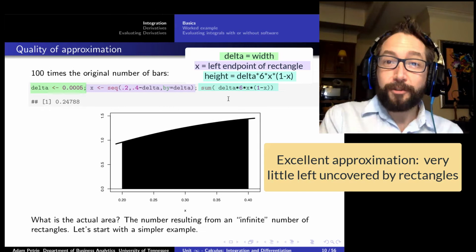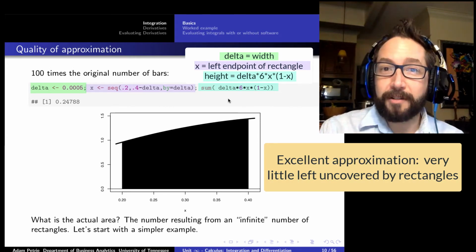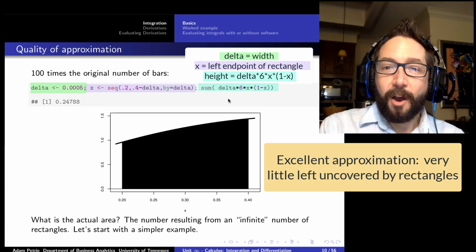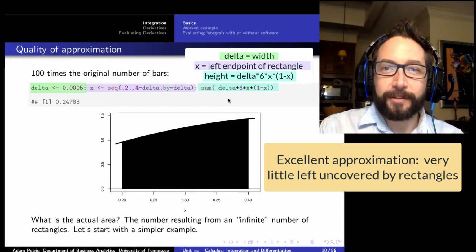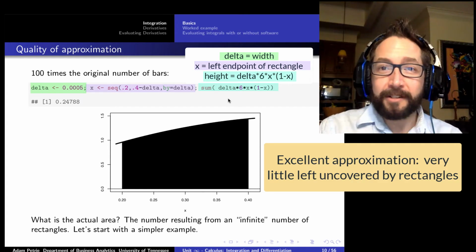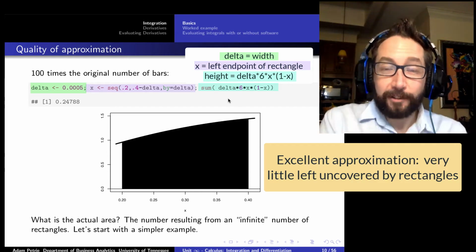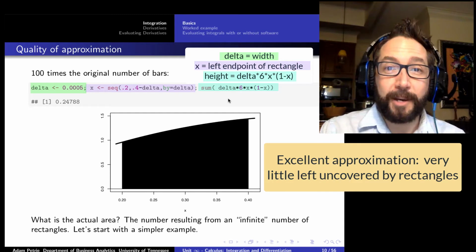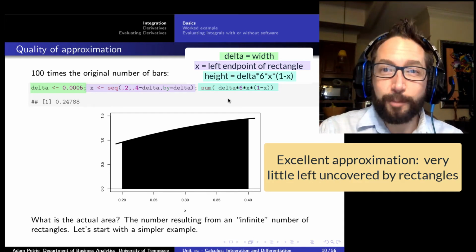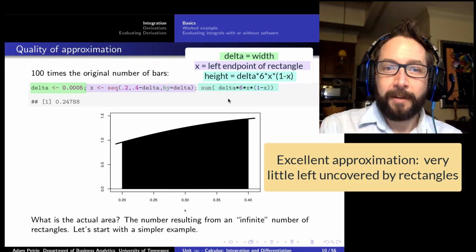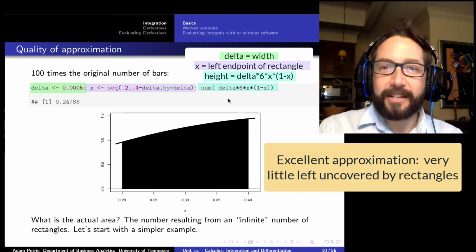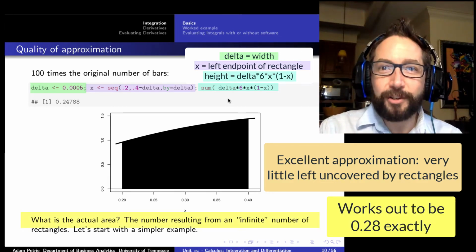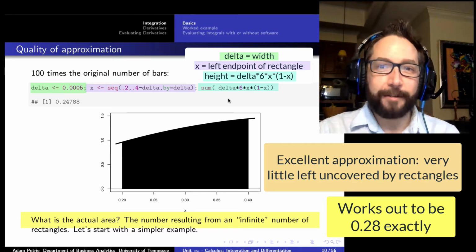Let's do 100 times our original number of bars, so 400 in this case. Well, at this point, these rectangles are so skinny that just the outline of the rectangles are overlapping to make the appearance just black here. It looks like we've come up with a very good approximation to what that area is with just a whole bunch of rectangles. And in this case, it works out to be just under 0.25. And if you're thinking that that's a pretty darn close approximation to what the right answer is, well, you're right.